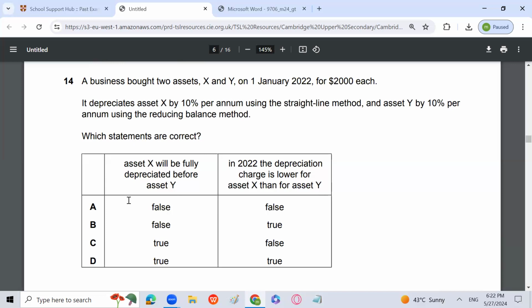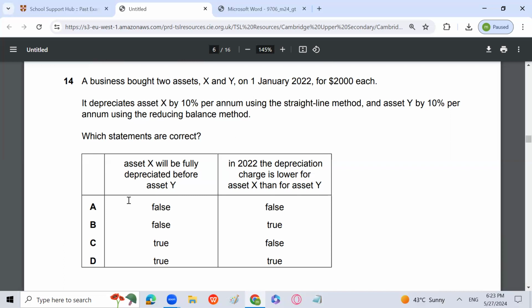So in 2022, because we purchased the asset this year, whether you use the straight line method or the reducing balance method, the depreciation charge will be the same. There will be no change, because in the first year both methods will give you the same depreciation of 200. So that is basically false for the second part.